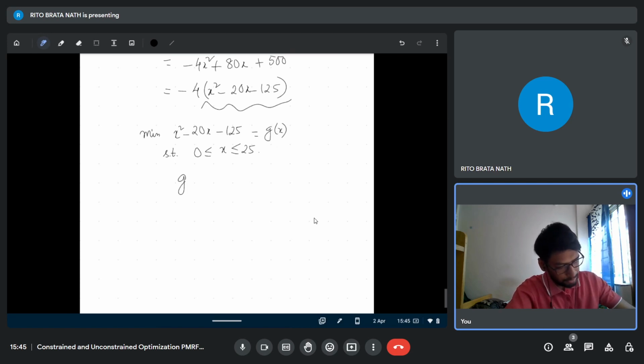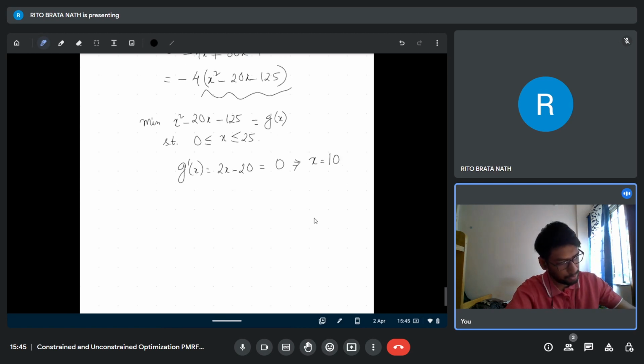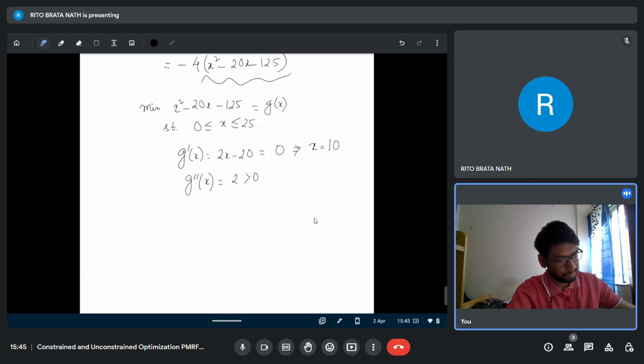So you can take the first derivative g prime x, and this is 2x minus 20. You can set it to 0. That gives you x equals to 10. So that's within this limit of 0 and 25. So that's fine. And when we take the second derivative, it gives you 2 that's greater than 0. So that means you have a minimization problem. So x is 10. So that's a good thing. And y is 25 minus 10. So x star, y star becomes 10 comma 15.